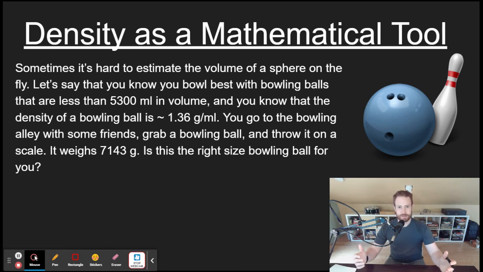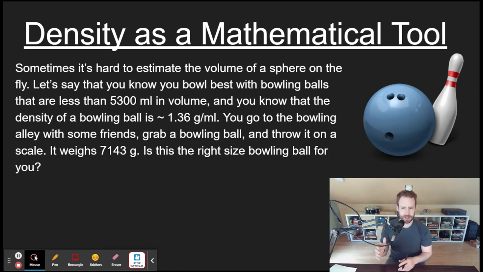So we're talking about bowling. And let's say that you know that you bowl best with bowling balls that are less than 5,300 milliliters in volume. But that's kind of a difficult thing to just eyeball, right? Volume, especially of non-cubic things, is a hard thing to just do in everyday life.